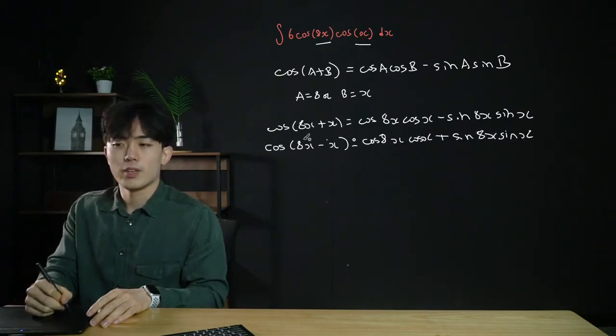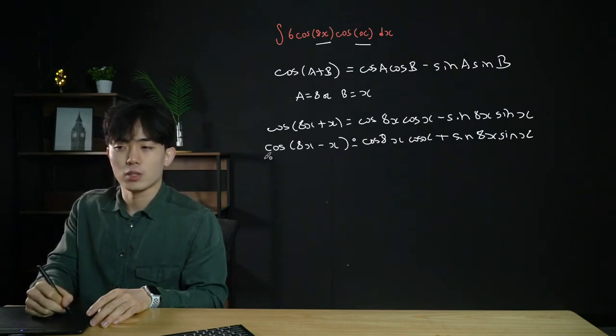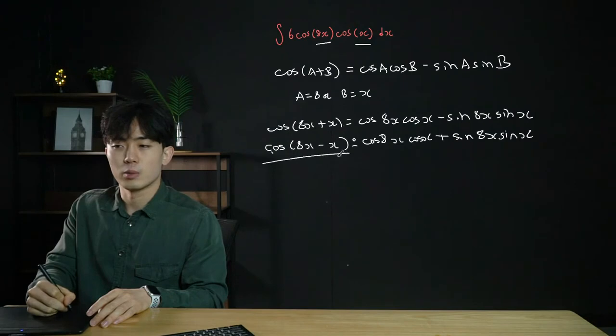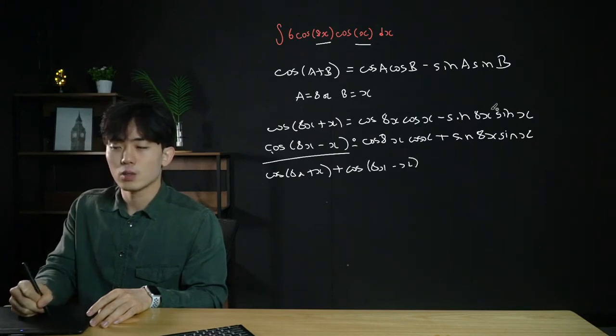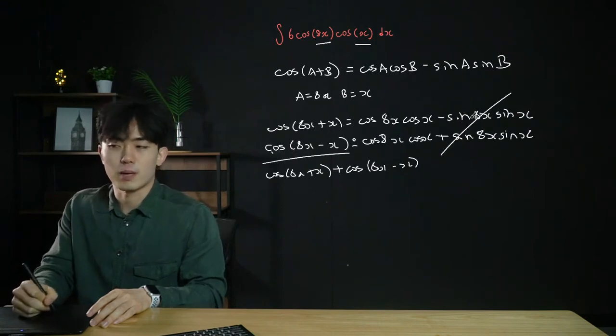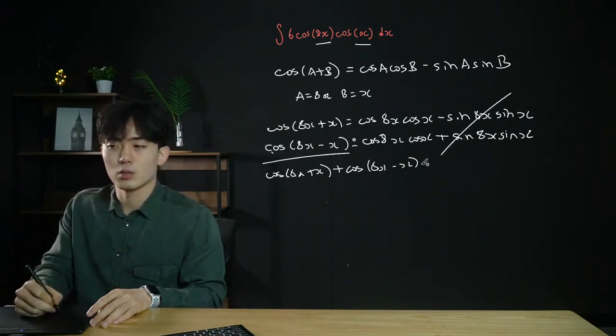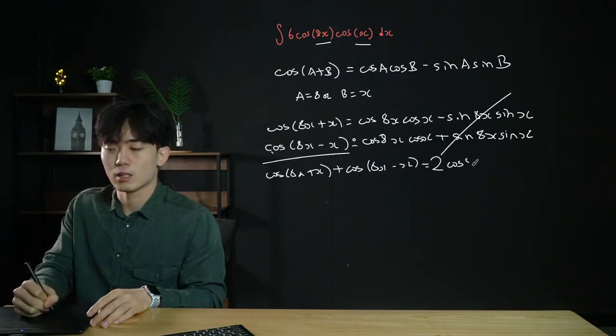Hopefully you can see that if we were to add or find the sum of these two terms, cos(8x + x) plus cos(8x - x), then these two terms here would cancel each other out because it's the same term as plus minus, right? And we're just left with two lots of cos 8x cos x.